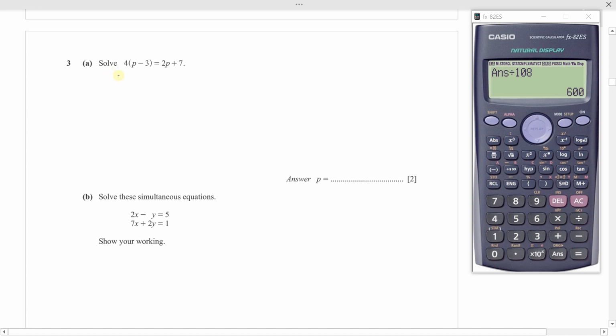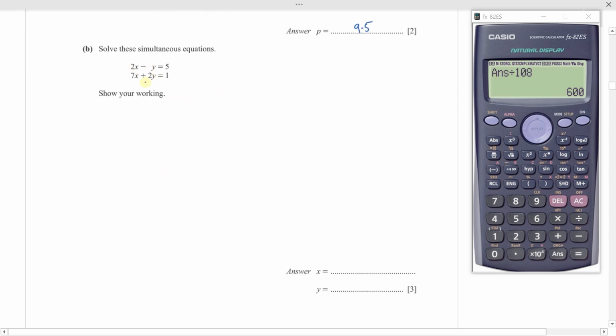Question number 3 is solve this equation. So I will open the brackets on the left side. I will get 4p minus 12 equals 2p plus 7. And then I'll bring this 2p here and take this 12 to the other side. So 4p minus 2p will be 7 plus 12. And then 2p will be 19 and p will be 19 divided by 2, which is 9.5.